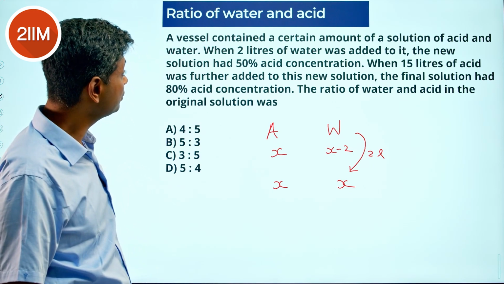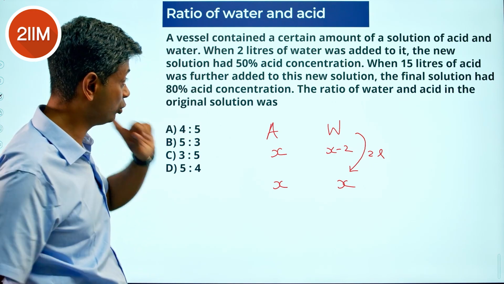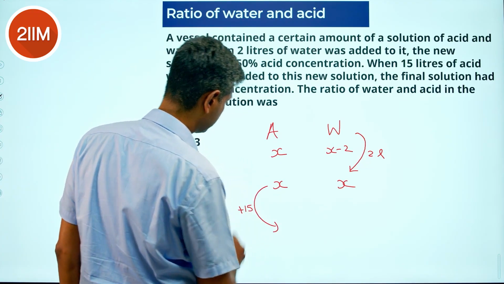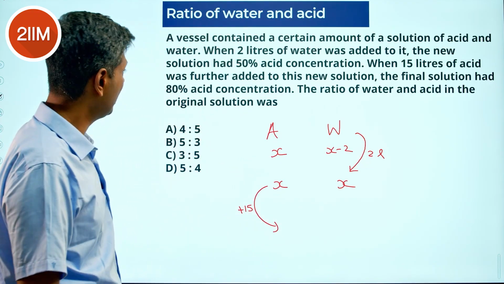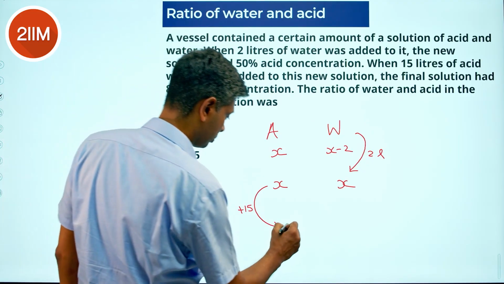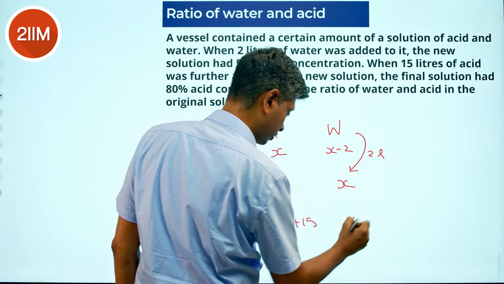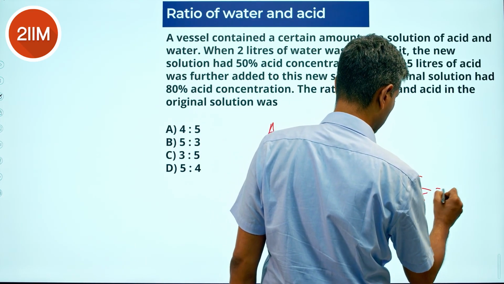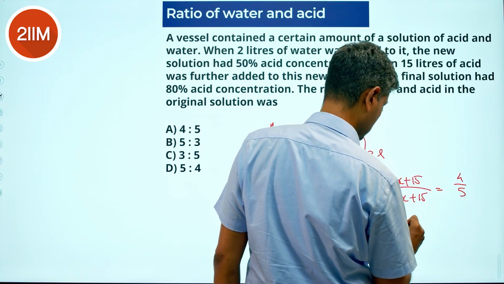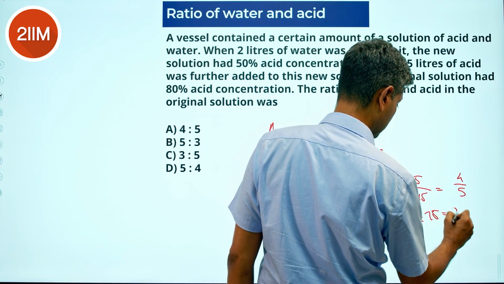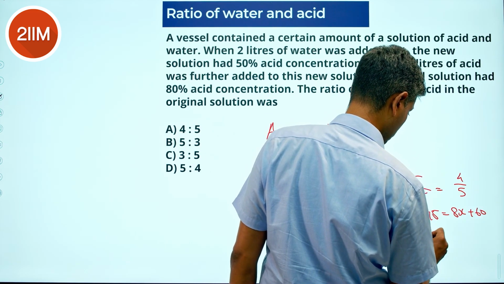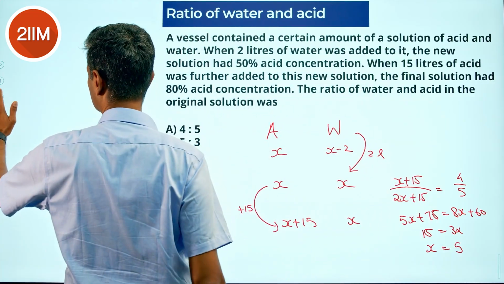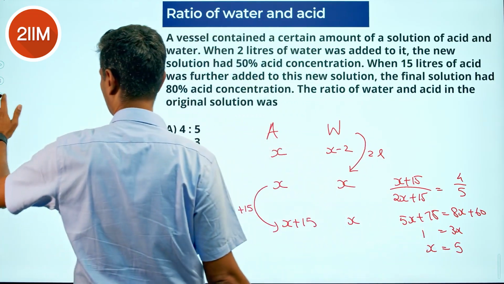50% acid. When 15 liters of acid was further added to this new solution, first time when I did it, I forgot the further added. So I'm adding plus 15. The final solution had 80% acid concentration. So this becomes x plus 15. This stays as x. X plus 15 by 2x plus 15 is 80%, which is 4 by 5. So 5x plus 75 is 8x plus 60. 15 is equal to 3x, x is 5. That number simply doesn't look like 15, so I'm going to make it very clearly like 15.